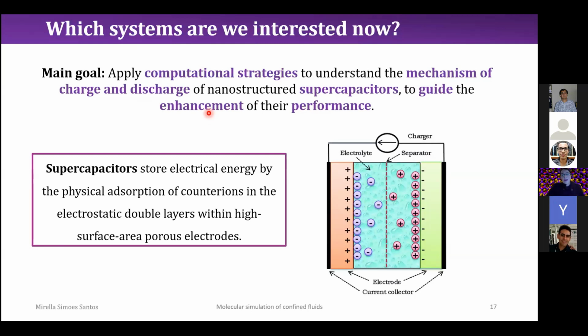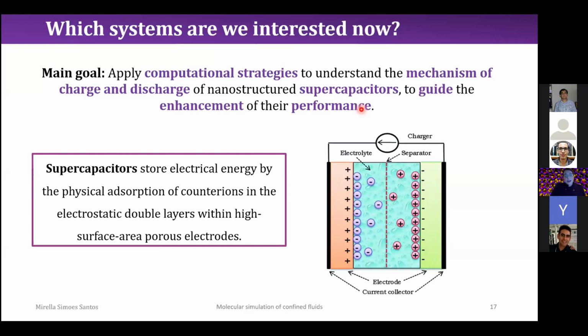So what are supercapacitors? As a general definition, we can say that they are devices that store electrical energy by the physical adsorption of counter ions in the electrostatic double layers within high surface area porous electrodes. So this adsorption of the ions is mostly happening within systems of orders of magnitude that are very small, just a few nanometers, one electrode from the other.